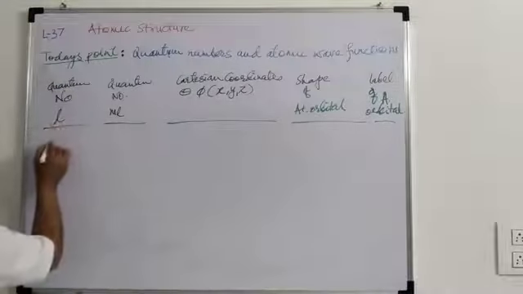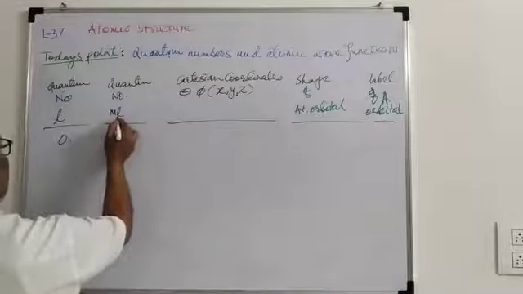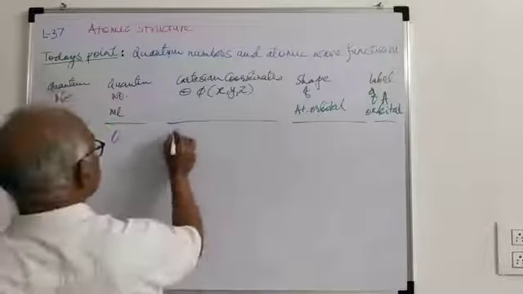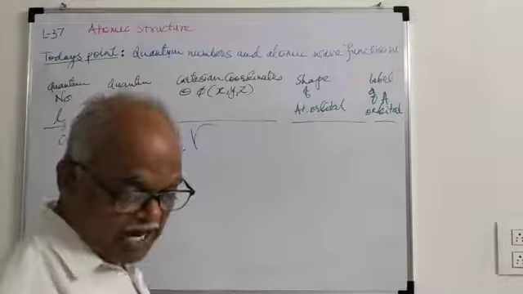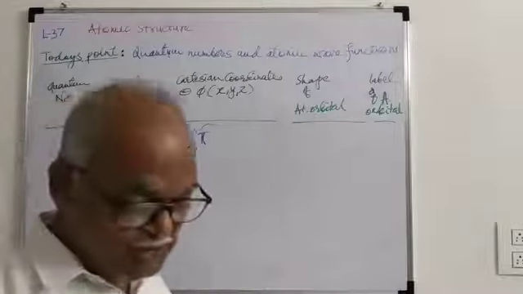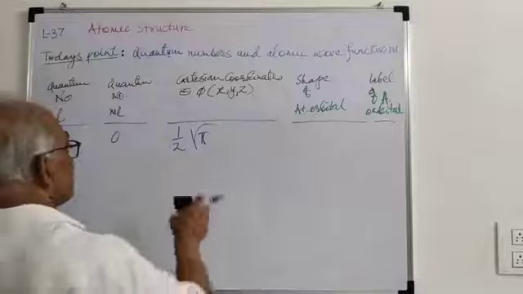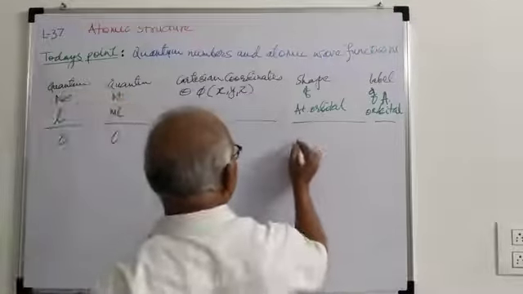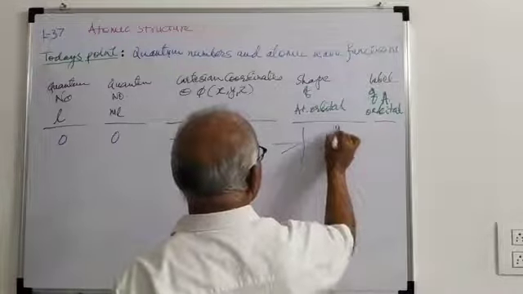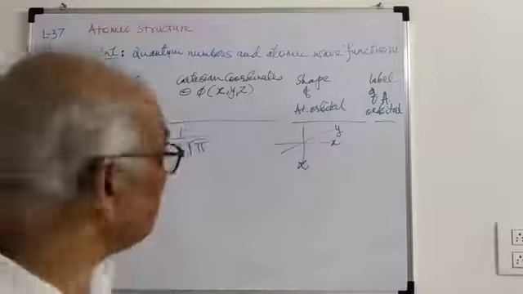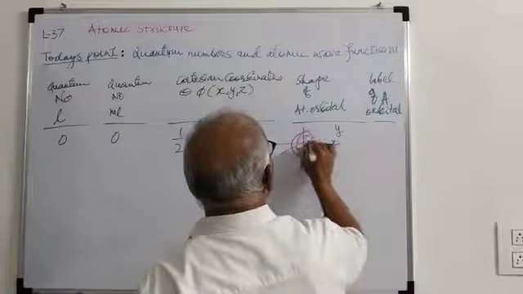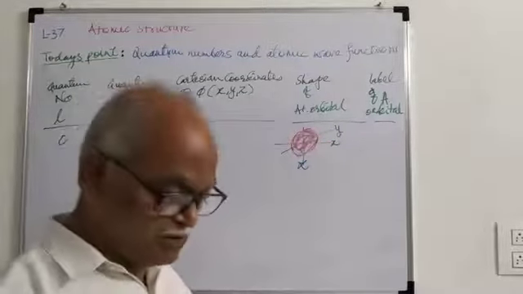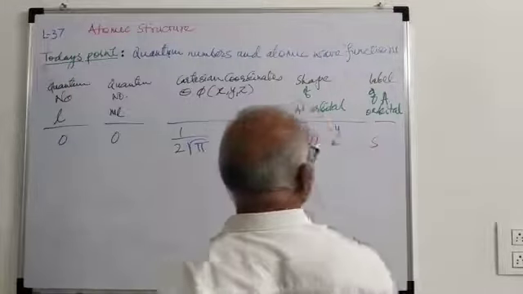When l is 0, the quantum number ml is also 0. Then the Cartesian coordinates are like this, 1 upon 2 root pi. So here the shape of this atomic orbital, if these are the x, y and z axes, will be like this, that is spherical. We have a completely spherical three-dimensional structure here, and it is labeled as s orbital.